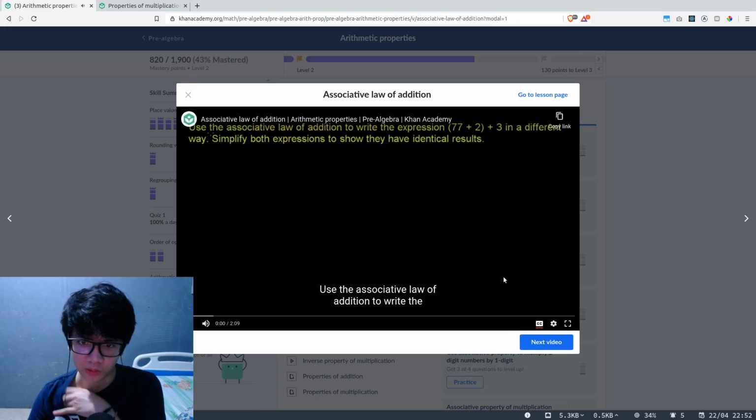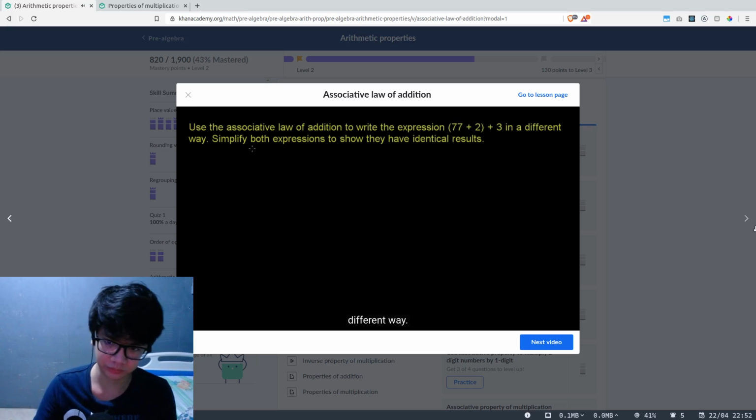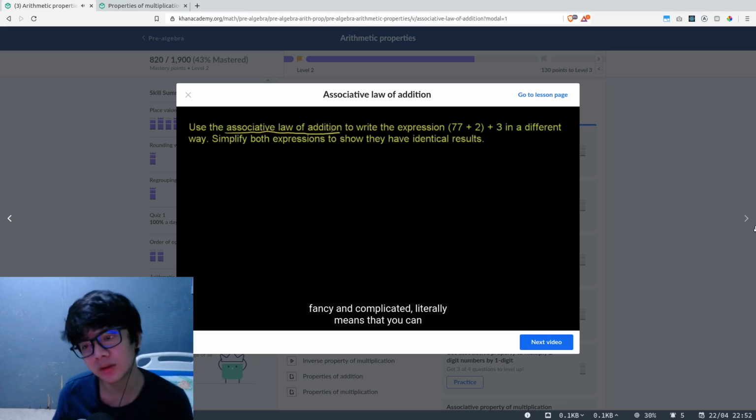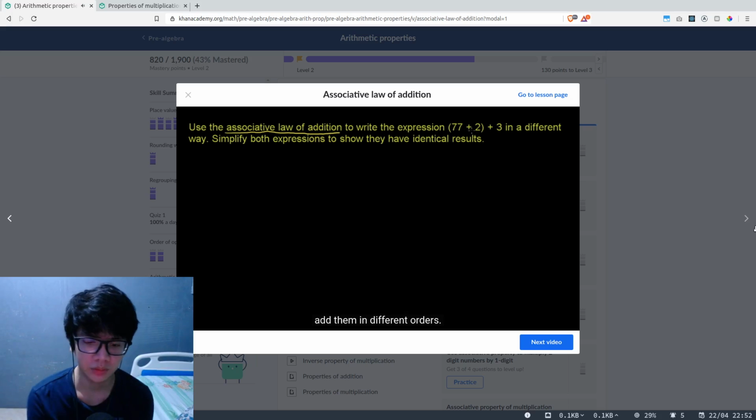Associative Law. Use the Associative Law of Addition to write the expression, and we have, let's see, 77 plus 2 in parentheses plus 3 in a different way. Simplify both expressions to show they have identical results. So this Associative Law of Addition, which sounds very fancy and complicated, literally means that you can associate these three numbers in different ways, or you can add them in different orders.